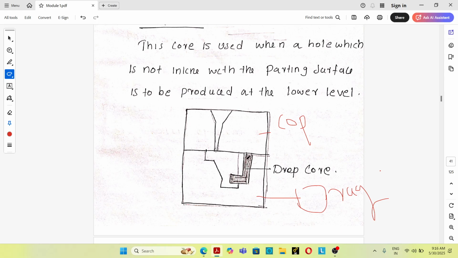The drop core is used to produce a hole in the casting that is not in line with the parting surface. It is just a distance below the parting surface. In that case, a drop core will be used. This is the mold cavity and this is the portion of the core that projects into the mold cavity. So a blind hole or undercut will be produced. Drop cores are used for producing a blind hole which is a certain distance below the parting surface.